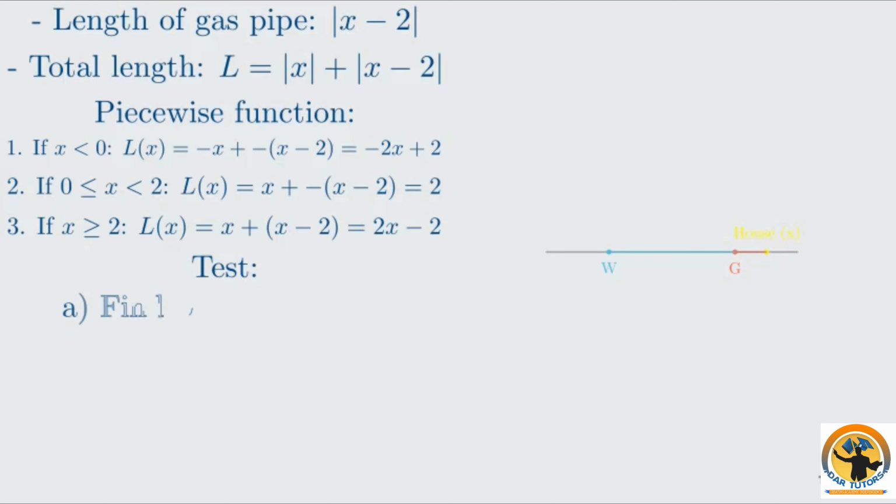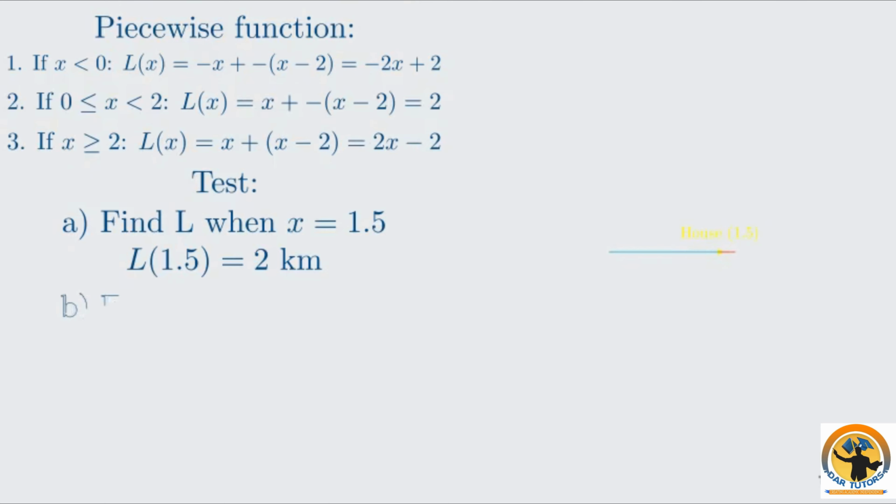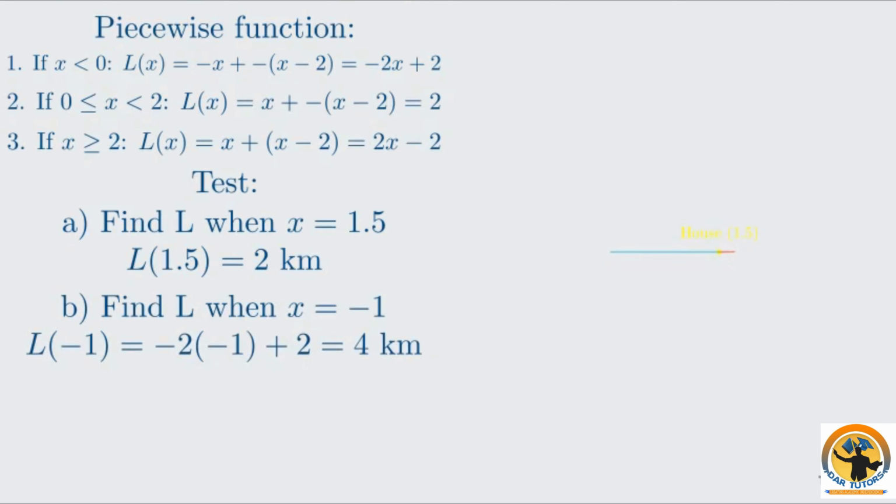First, if x equals 1.5, which is between 0 and 2, the model gives L of 1.5 equals 2. The total length of pipe is 2 kilometers. Second, if x equals 1, which is less than 0, the model gives L of 1 equals 2 times 1 plus 2, which equals 4. The total length is 4 kilometers.